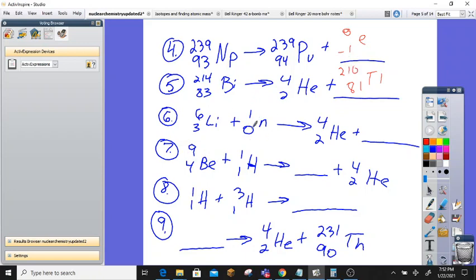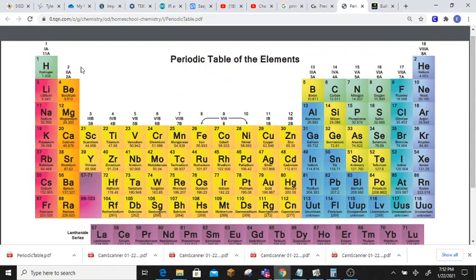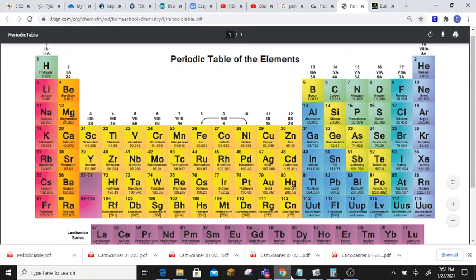Now I want you to notice this right here. This is a neutron. These guys can actually get rid of a neutron as well. So how do we do a neutron? A neutron is not an element. Notice it's 0. So this side is 3 plus 0 is 3. So 2 plus what is 3? 1. So what element is number 1? Hydrogen.